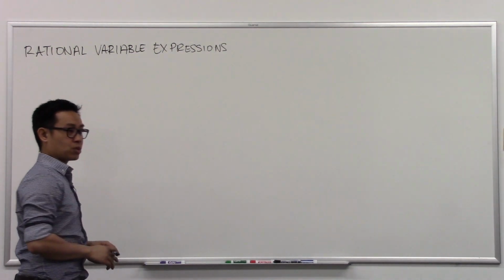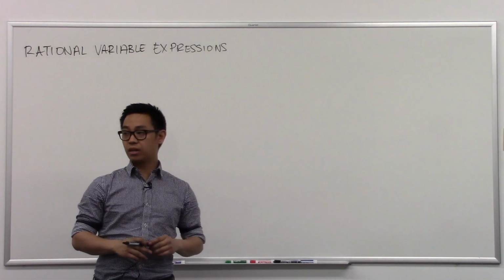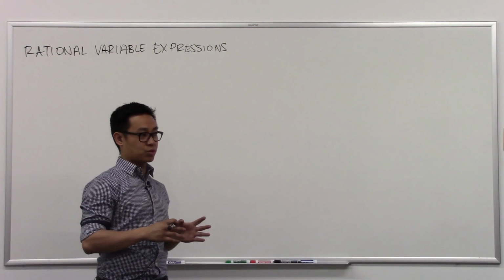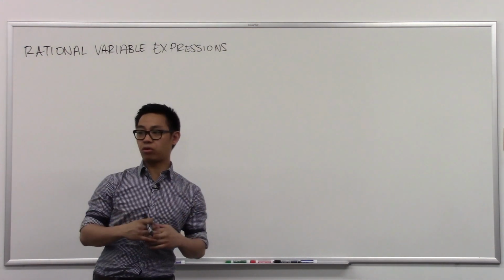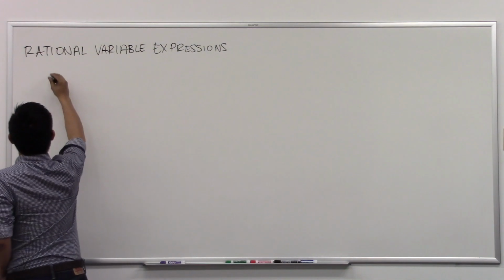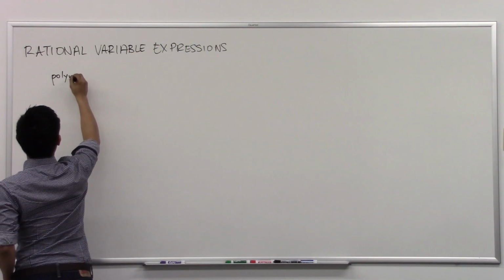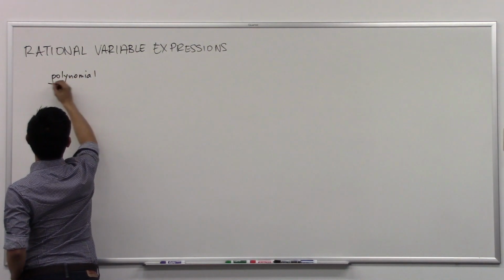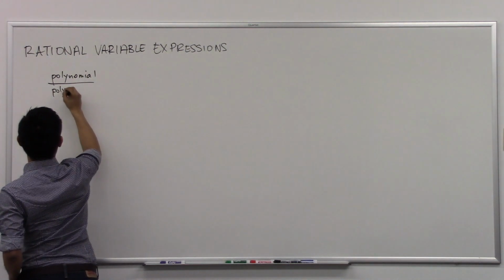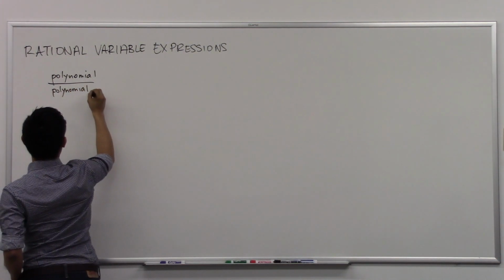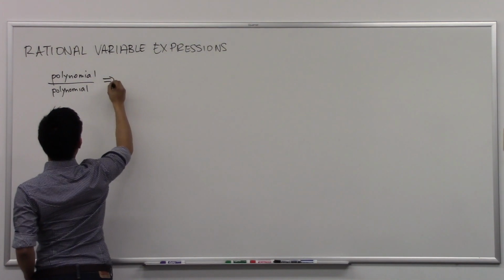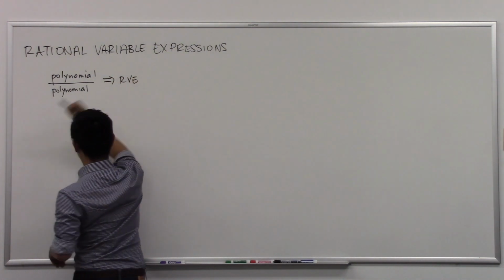Rational variable expression is also known as RVEs. A rational variable expression is when you have a polynomial over top of a polynomial. Okay? When you have a polynomial over a polynomial, that is what a rational variable expression is. RVE.